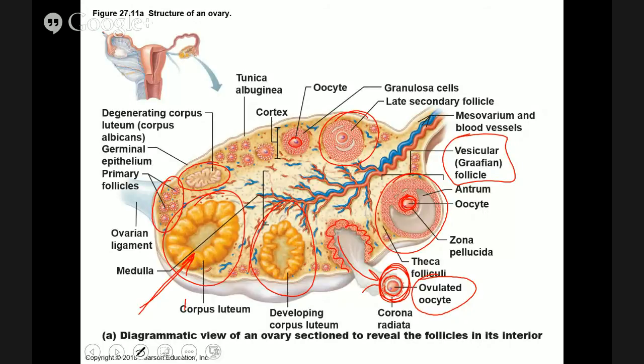So the corpus luteum is important because, as long as the corpus luteum is intact, the inner lining of the uterus will remain intact. So the two go hand in hand. And that's because the corpus luteum secretes estrogen and progesterone. And as long as there's estrogen and progesterone present, the uterus will remain intact.